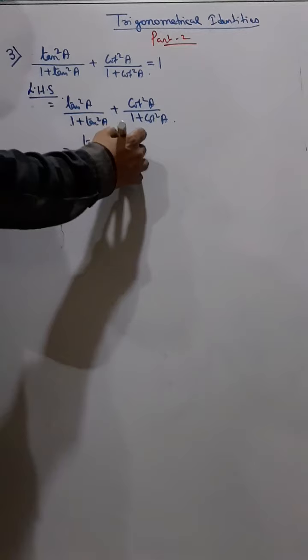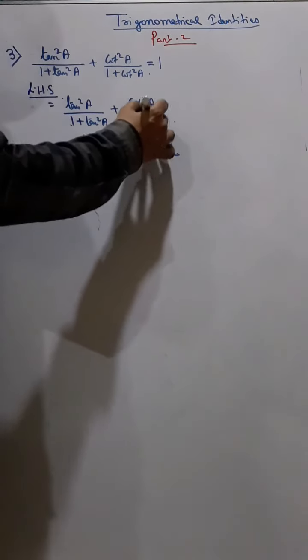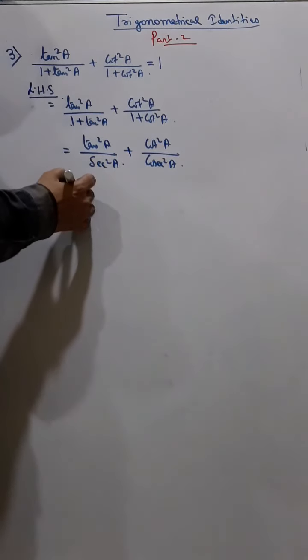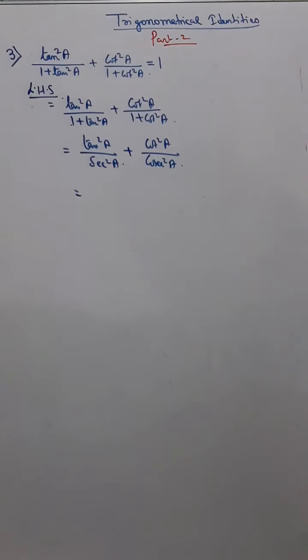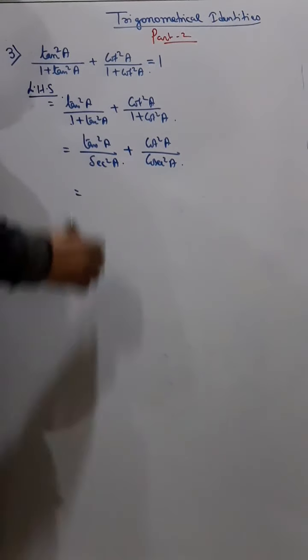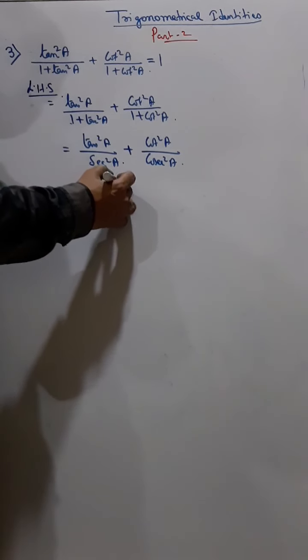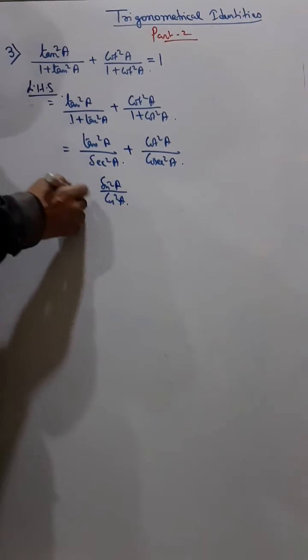square A, and this is cot square A, and this 1 plus cot square A means cosec square A. And now just convert them into sine and cos. You know, every trigonometrical ratio can be converted in terms of sine and cos. So converting tan square A, that becomes sine square A by cos square A.